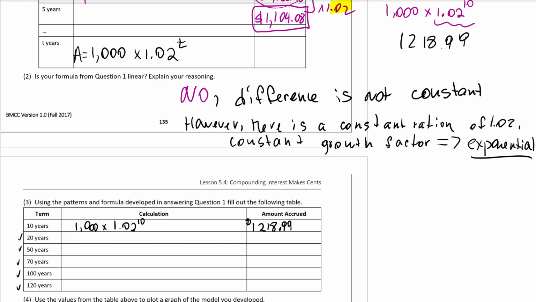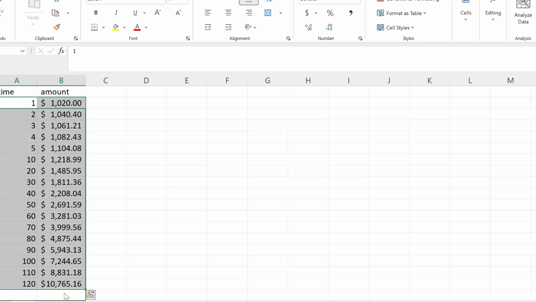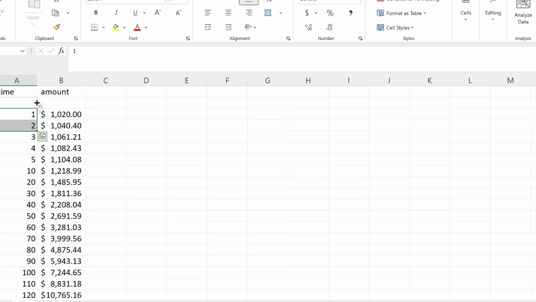Alrighty, let's review. I put all of those values in Excel, and it starts off with $1,000. I'm going to go down just one value so we can go to 0, like this. So we start with $1,000 and then it grows all the way to $10,000 over the course of time. We notice that the growth is not linear because the difference between these values is not constant. That means if we graph this, we shouldn't expect to see a line.